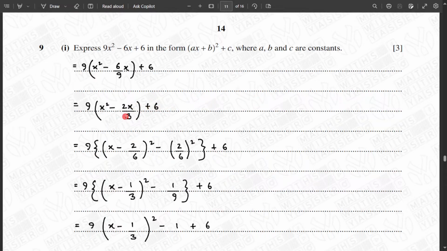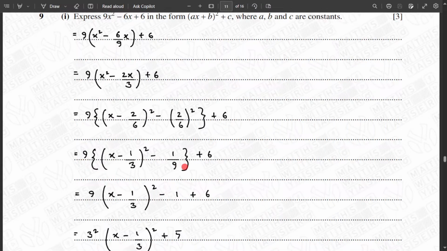Now let's do the completing square for this bit only. So we keep the 9 outside and we put a second bracket, and then we have x minus 2 over 6, because we are dividing 2/3 by 2, which will give us 2 over 6. So 2 over 6, we close the bracket whole square, minus (2 over 6) whole square plus 6. This can be written also as (x minus 1/3) whole square minus, 2 by 6 is 1 by 3, 1 by 3 whole square is 1 by 9, plus 6. Make sure that you're using the appropriate brackets where necessary.